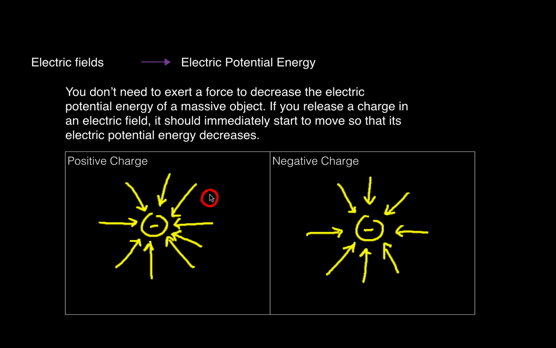If I want to decrease the electric potential energy of a positive charge, I move it in the direction that it will automatically go. It's attracted to the negative, so it moves towards it, and its electric potential energy decreases. For a negative charge, to decrease its electric potential energy, you move it in the direction it wants to go. In other words, in the opposite direction to the electric field.